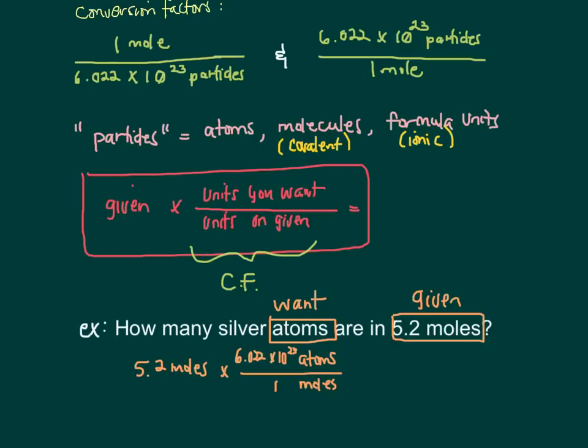Once you have this set up, you can cancel the moles, and then you're left with atoms as your unit, and then it becomes a matter of just multiplying 5.2 by 6.022 times 10 to the 23rd, and you end up with this answer, 3.1 times 10 to the 24th, and then of course atoms is the unit that didn't cancel.